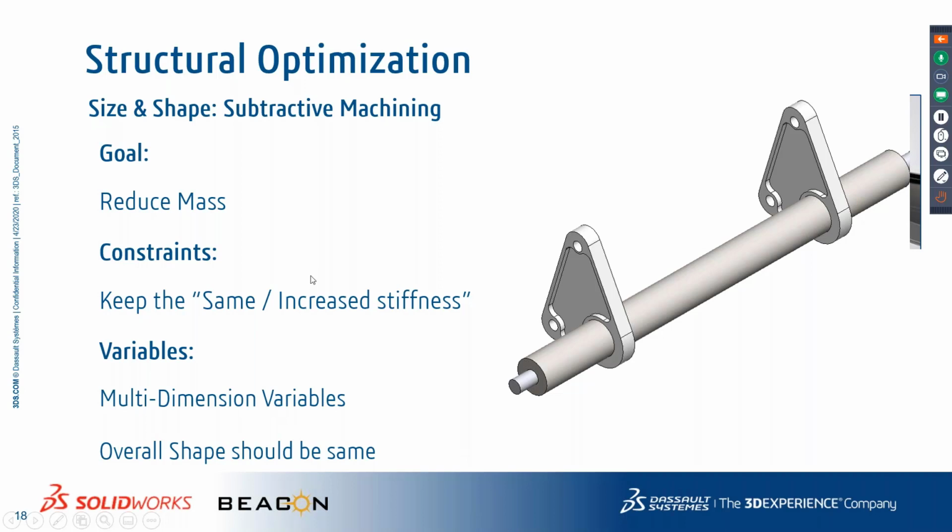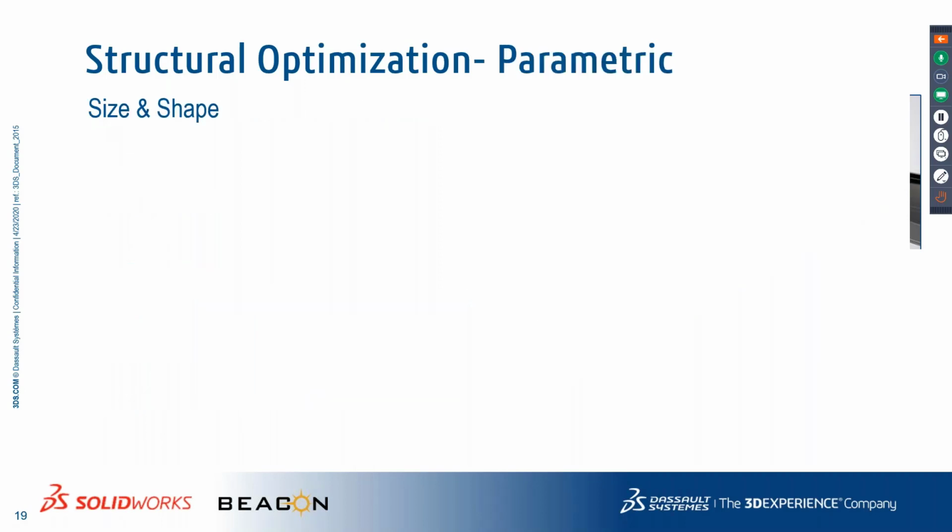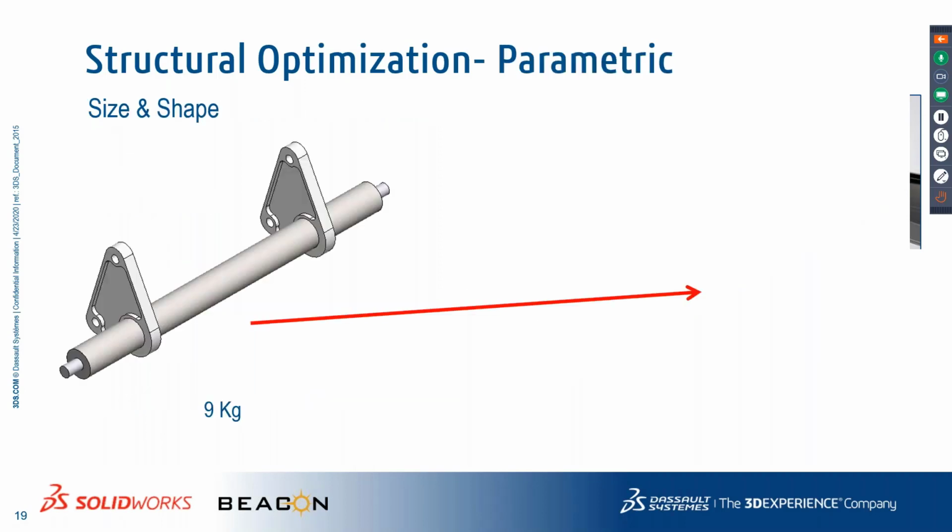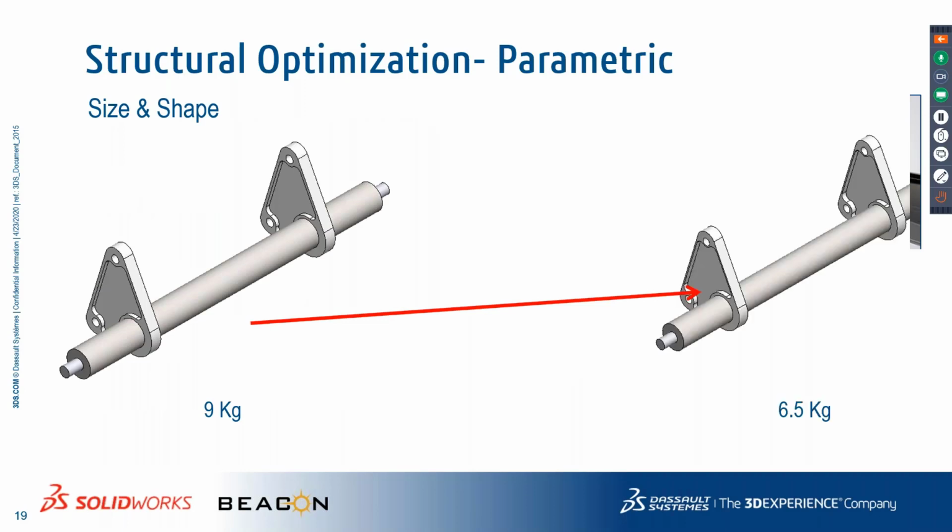Then I'll be having my constraints. Let us say for constraints, my minimum factor of safety should be 2, like that. And the goal would be reducing the total mass without compromising on the quality. And if I give those inputs like variables, constraints, and goals, I'll be able to get the optimal value for my inputs that I give to the SolidWorks simulation.